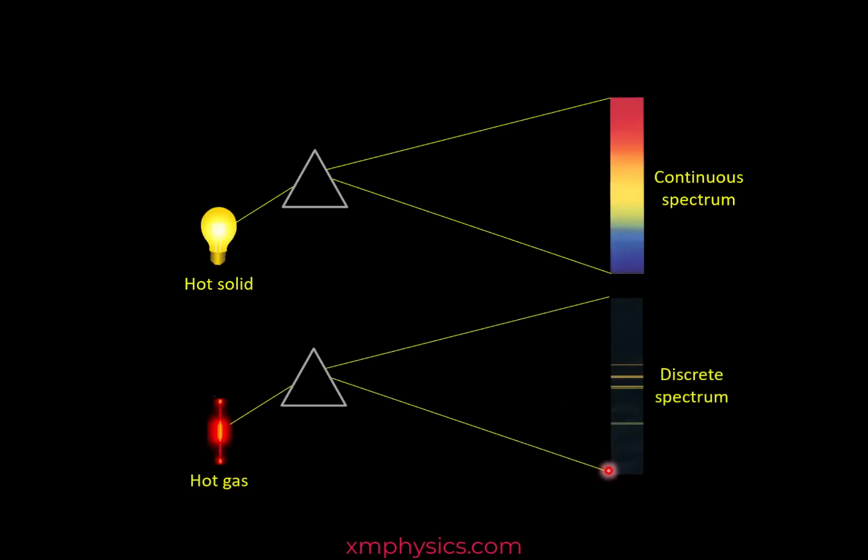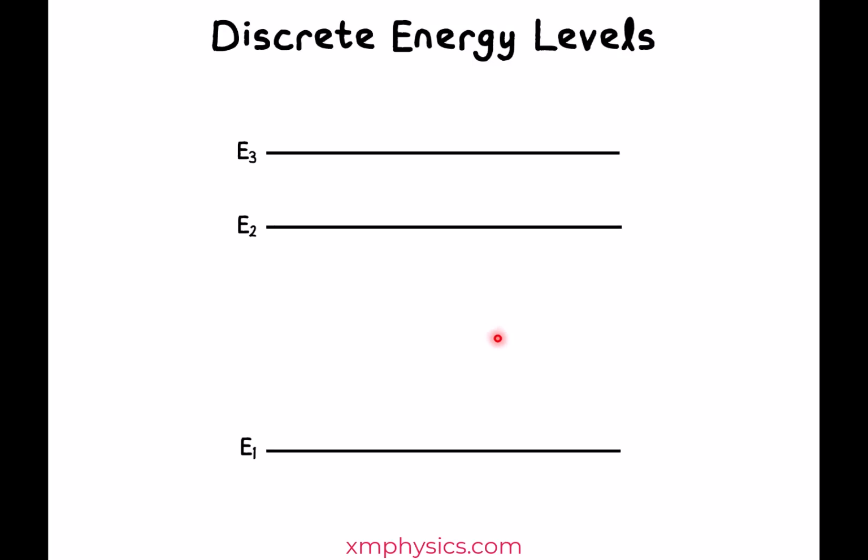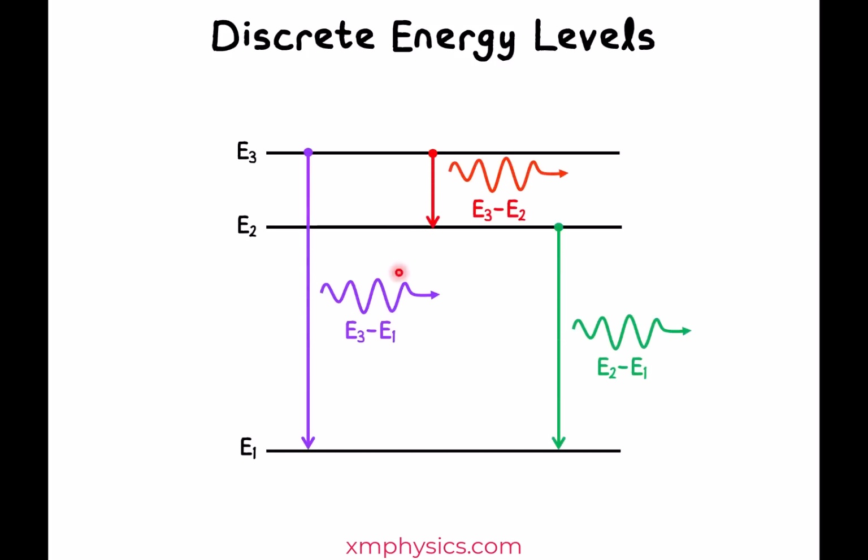It's not a continuous spectrum, but it's also not monochromatic, because each line shows a wavelength. This means the light given off consists of light of this wavelength, and this wavelength, this wavelength, and so on. The reason why hot gases emit light at specific wavelengths is because gas atoms have discrete energy levels. And when the gas atoms de-excite, they give off photons whose energy correspond to the energy gaps.